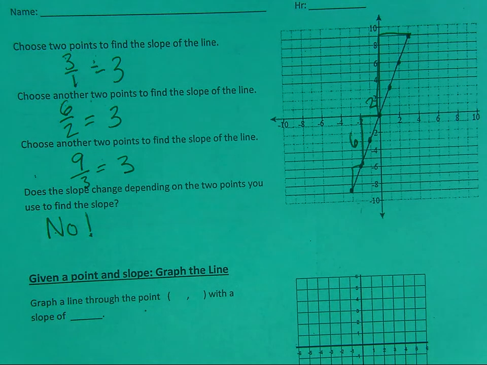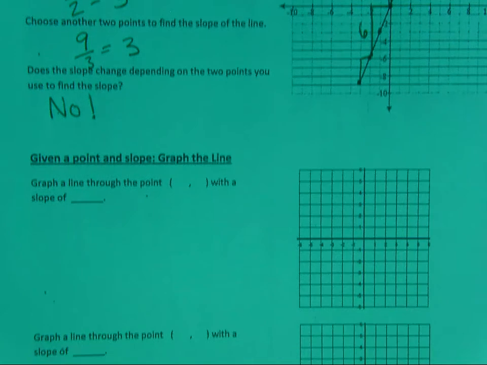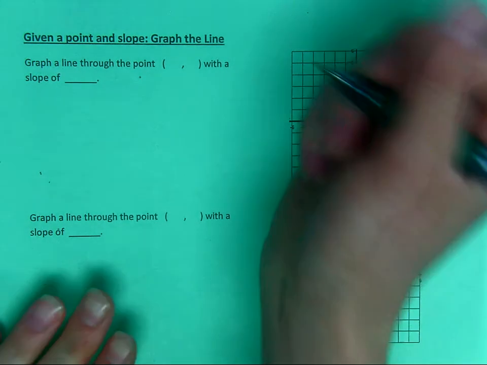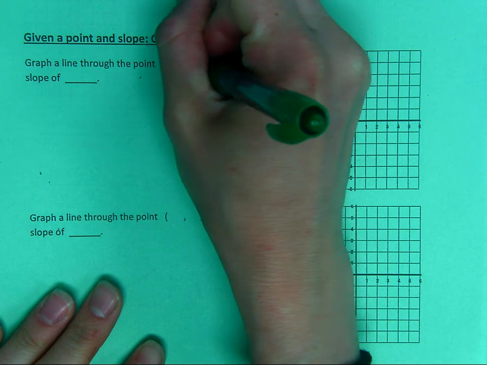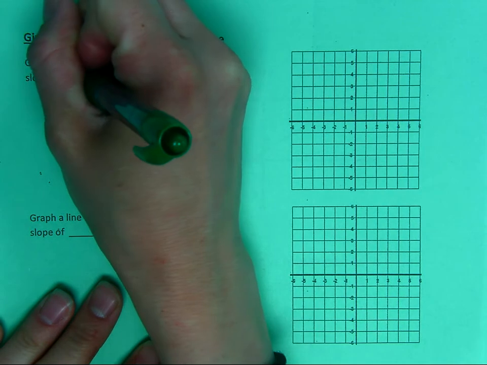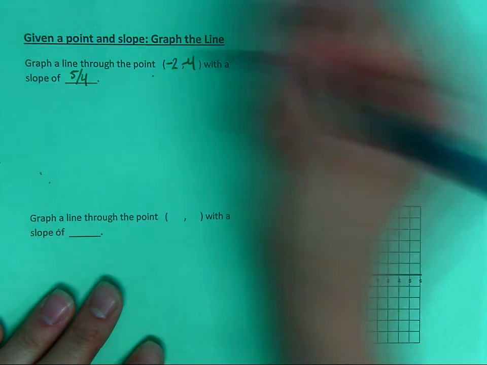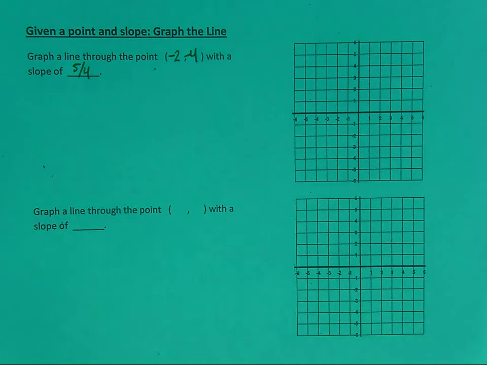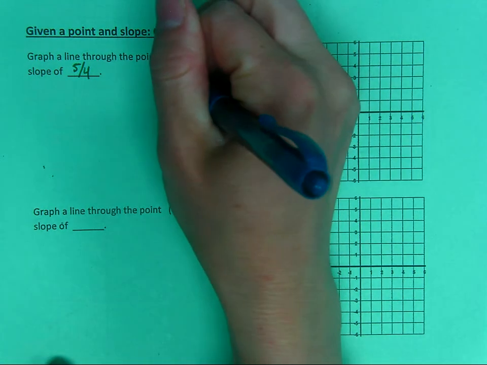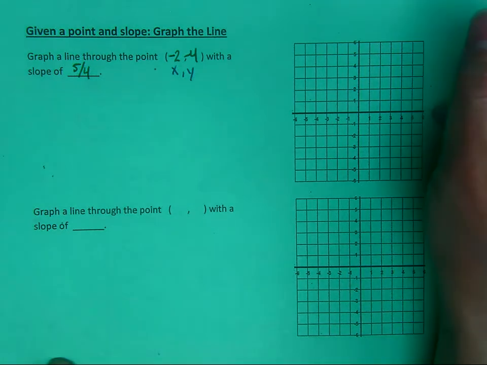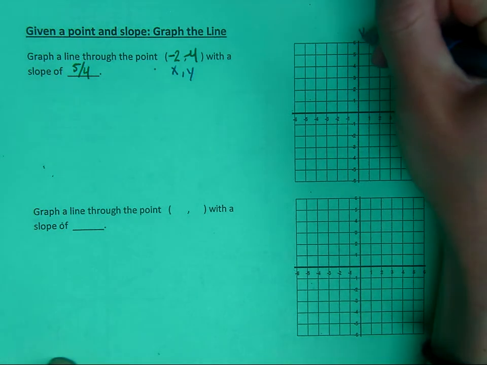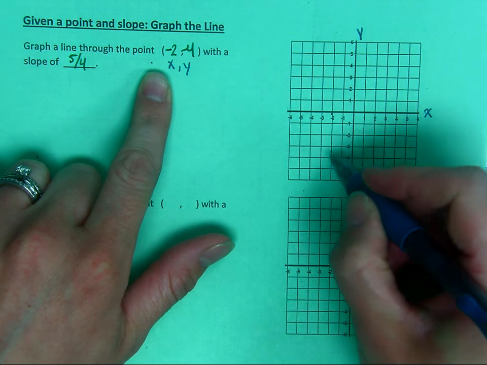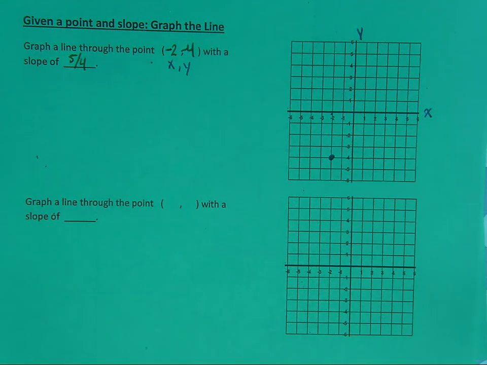Okay. So the second part of our lesson today is we are now going to make the line. So I'm going to give you a point. So this first one, your point's going to be -2, -4. And I'm going to give you a slope. So this one's going to be 5/4. So when we do this, the first thing we need to do is graph our point. So just a reminder that coordinates are x, y. This is my x-axis. This is my y-axis. So -2 on my x has to meet with -4 on my y, so that first point is right there.